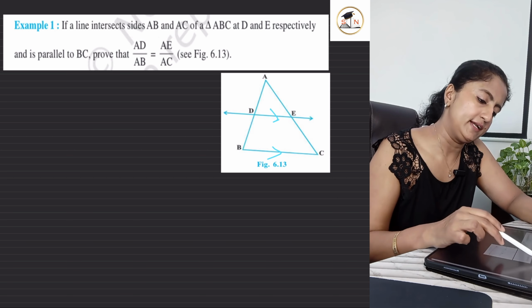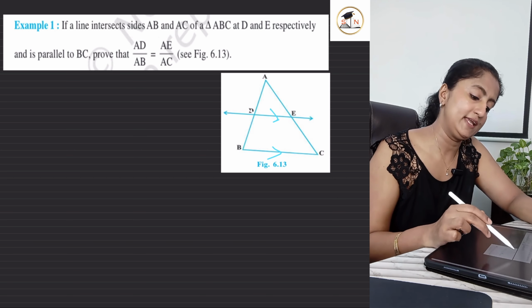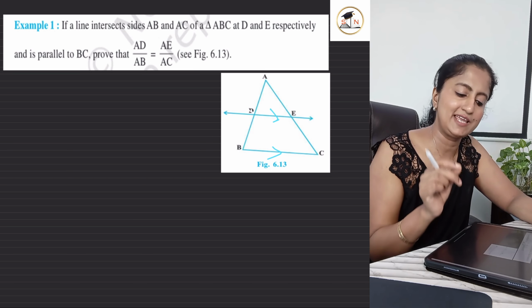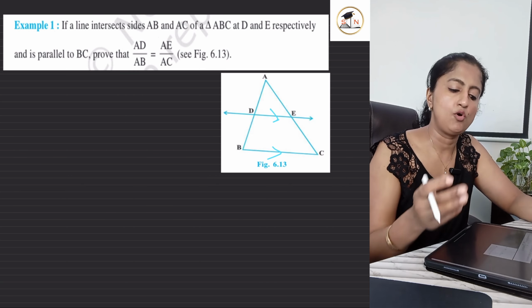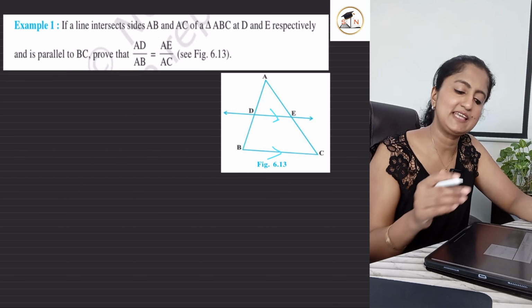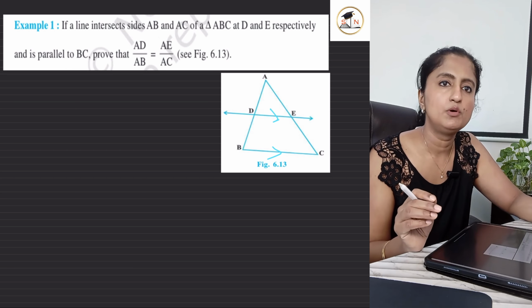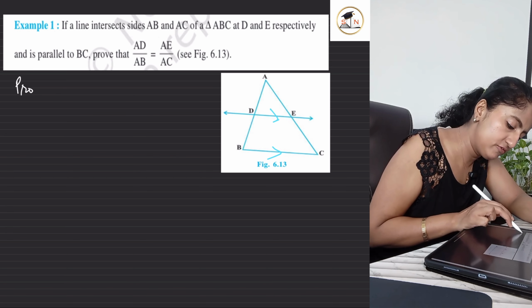So now what do we get? We are supposed to prove that AD over AB. Now we are not talking about the segment of the line. We are not saying that AD over DB. But the question says AD over whole of AB equals AE over whole of AC. This is what we are supposed to prove here, right? So first, we'll start with the proof.